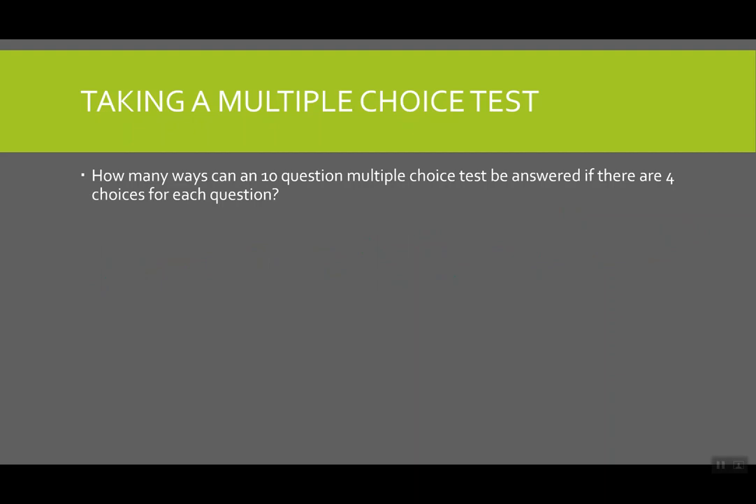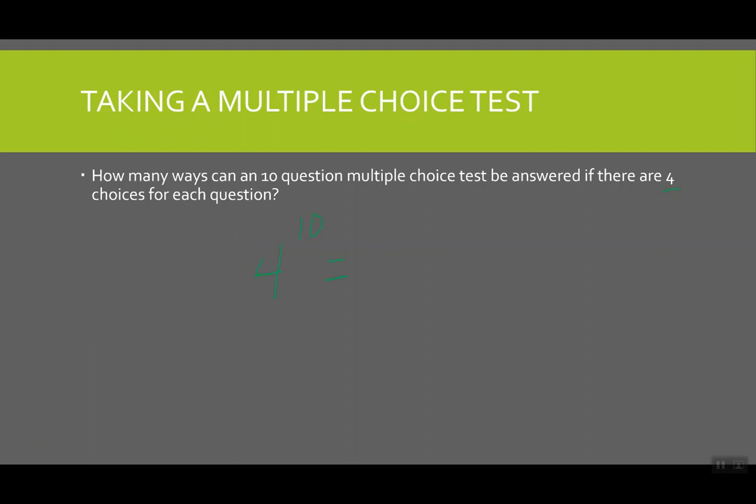What if I make it, how many ways can a 10-question multiple choice test be answered if there are 4 choices for each question? And now let's try to simplify this a little too. So I know I have 10 questions, but 4 choices. So I have 4 choices for the first one, 4 choices for the second, 4 choices for each one. So instead of writing out 10 blanks, I'm just going to write, I have 4 choices 10 times. So there's 4 to the 10th.